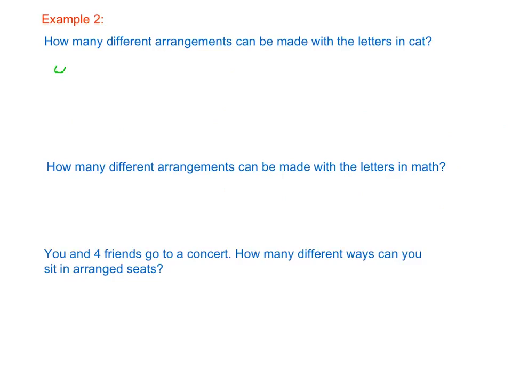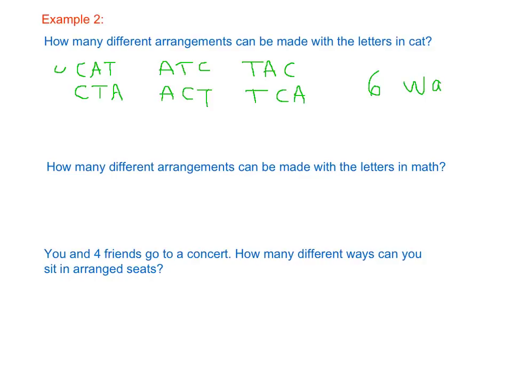Alright, so the first one here is how many different arrangements can we make with the letters in cat? Well, we could do cat. We could also do this. But what if the first letter was A? We could have this arrangement. We could also have this arrangement. If the first letter was T, we could do this. And if you count all those up, there's 6 ways.